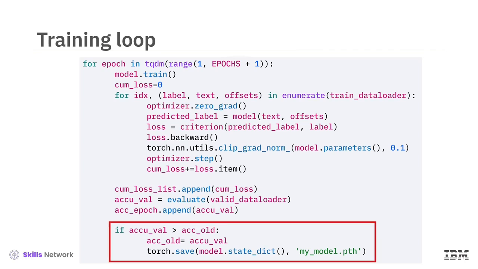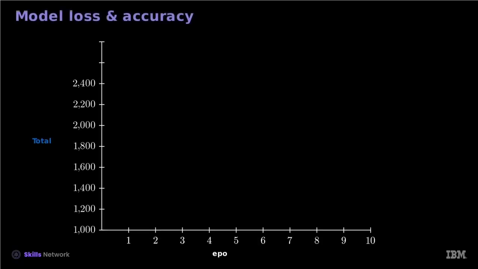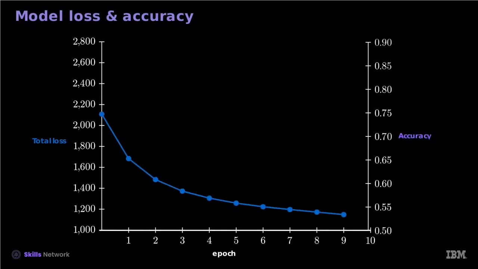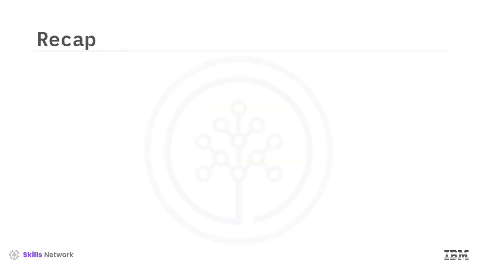If the model achieves higher accuracy on the validation dataset, you can save its parameters. As you plot the loss and accuracy over time, you can observe a trend. As the loss decreases, accuracy correspondingly increases. Let's now recap what you learned.